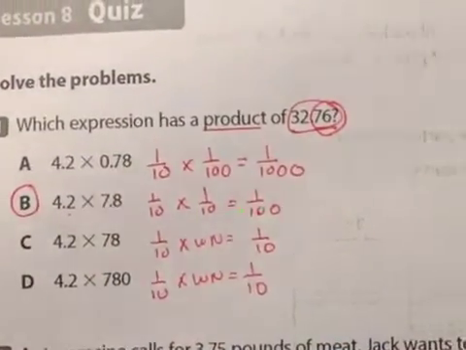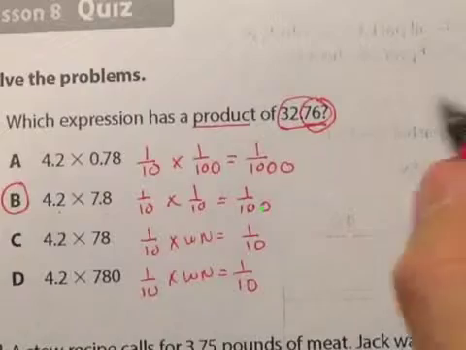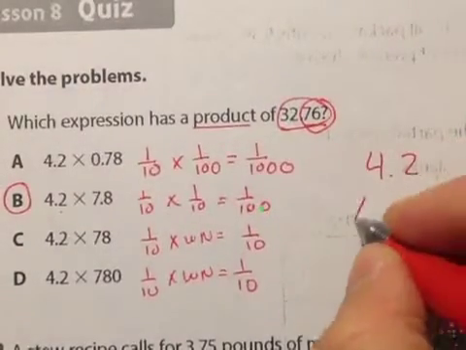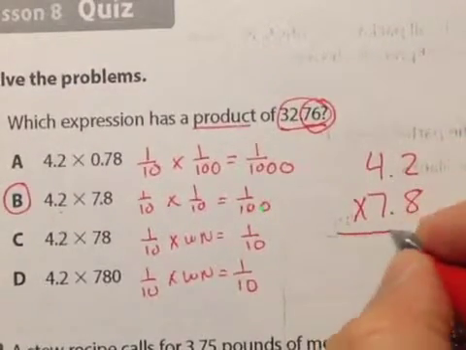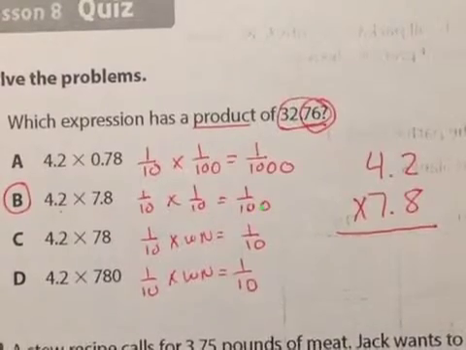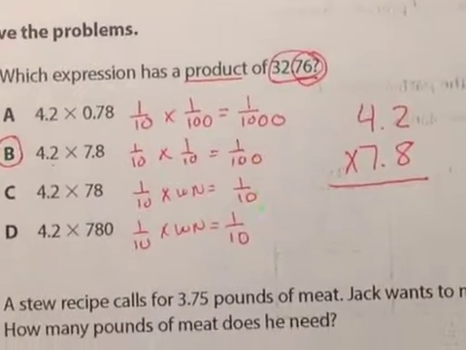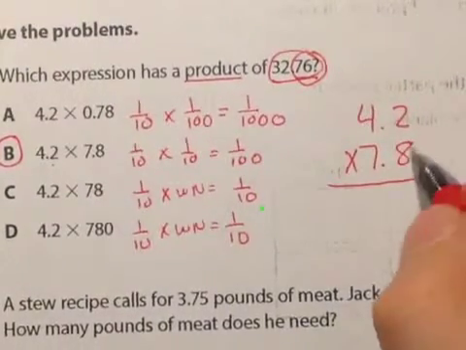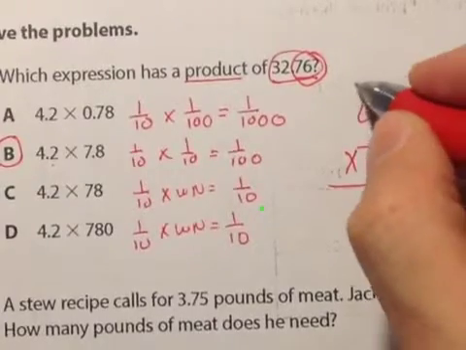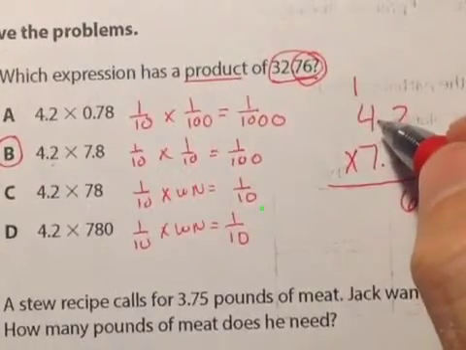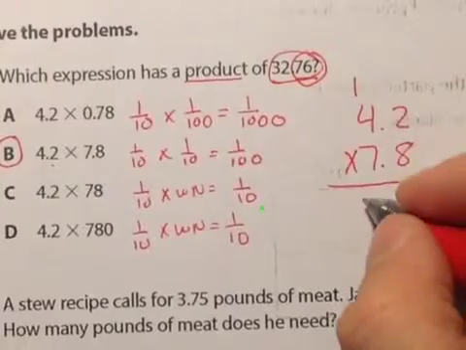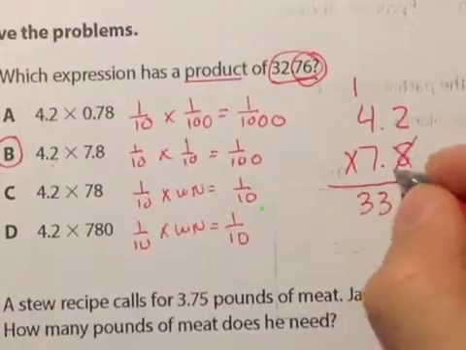Now, once you figured that out, you could double check yourself and say 4 and 2 tenths times 7 and 8 tenths. Step 1 was ignore your decimal. Don't forget it, but you can ignore it. And then multiply them as if they are whole numbers. 8 times 2 is 16. Regroup my 1. 8 times 4 is 32. Plus my 1 is 33. I'm done with that. Must mark that out.